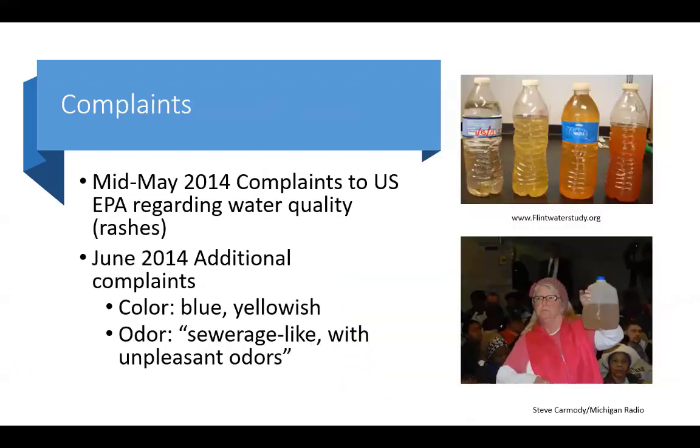So by mid-May of 2014, there were significant complaints. Initially, these were to the US EPA, and they were actually regarding rashes. By June, people started complaining and attending city council meetings, reporting that the water was bluish or yellowish in color. The blue could have been high copper levels. We don't know, but it could have been. They reported that the water smelled like sewage, had unpleasant odors.